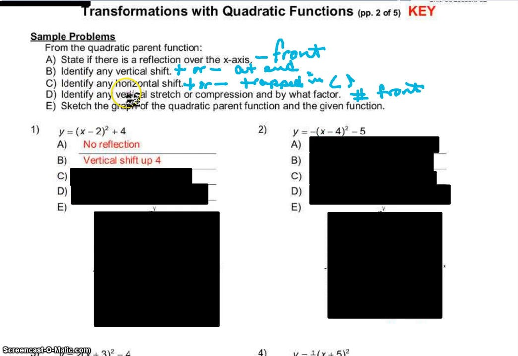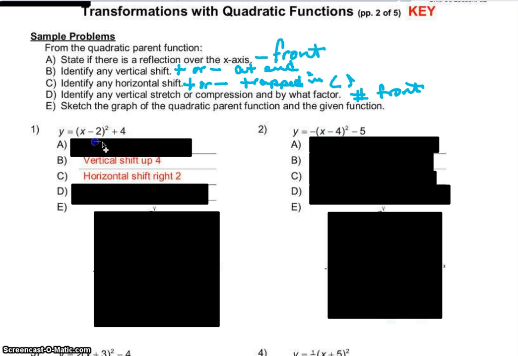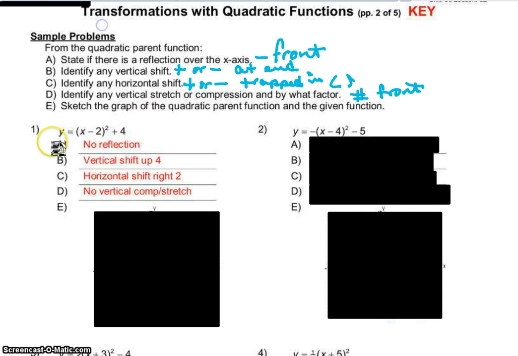Horizontal shift, was there anything trapped in there with the x? Yes, -2. Remember, horizontal movements do the opposite of what you would expect, so x minus 2 means it actually goes to the right 2. And then a stretch or a compression is a number at the very beginning, and there's not one. So you've got to take your parent function, and it's got to go up 4 and to the right 2.